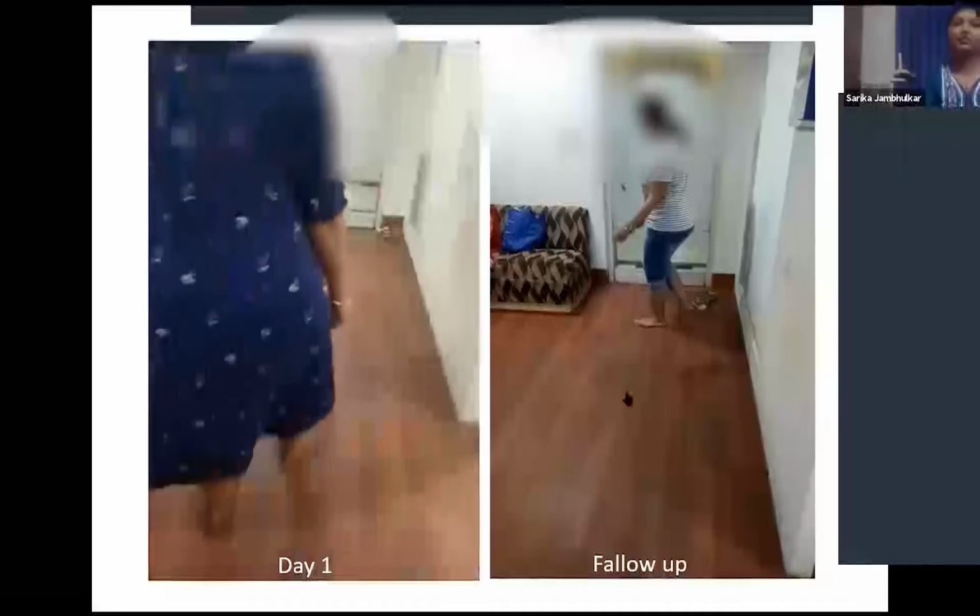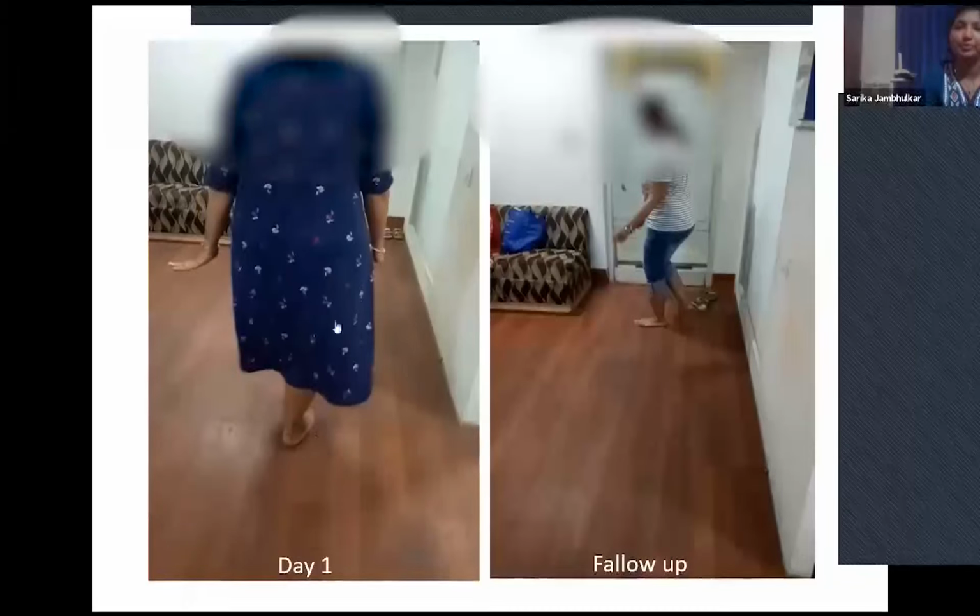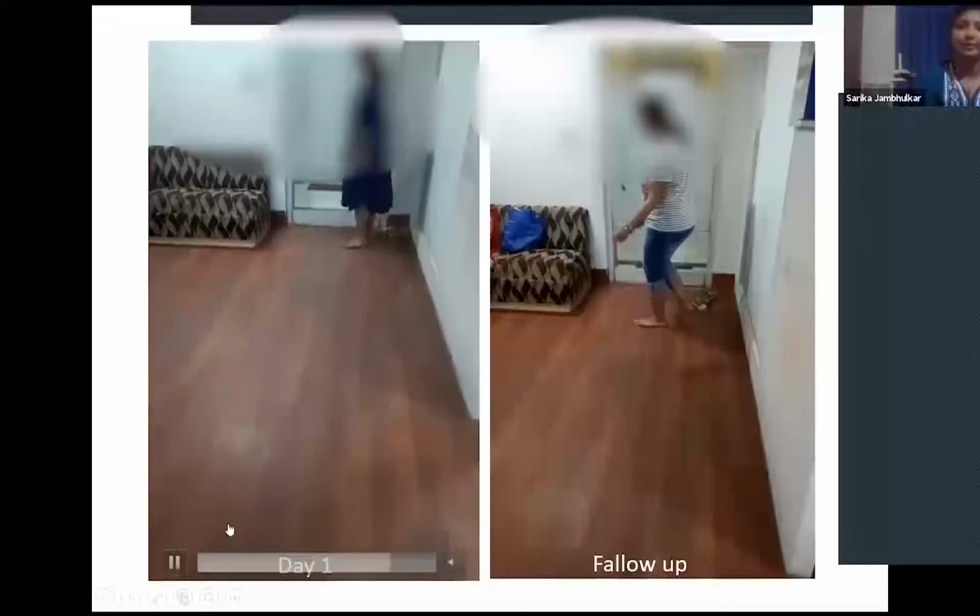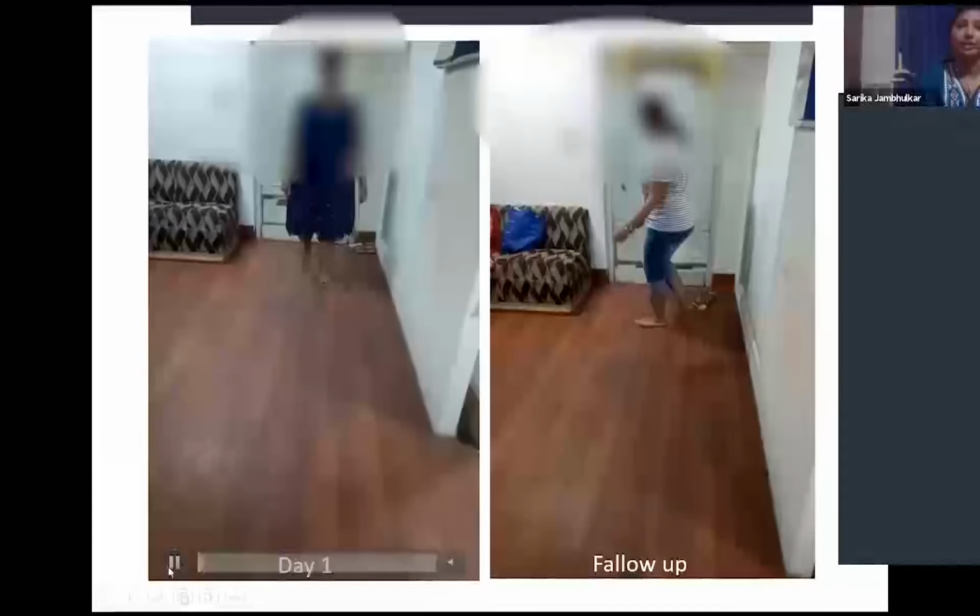So she has flat feet on both sides. Now on the left side, because tibialis posterior is damaged, she is limping badly. So this was the day 1 video.